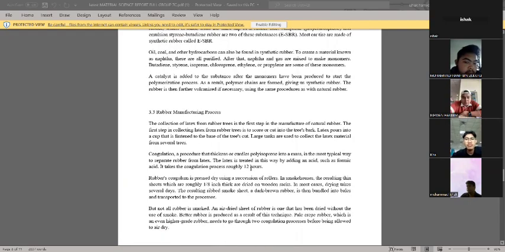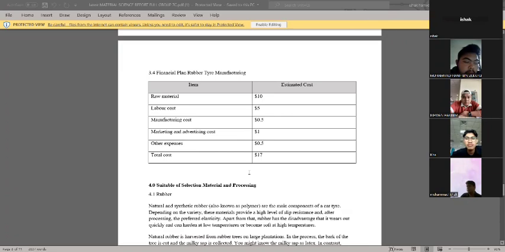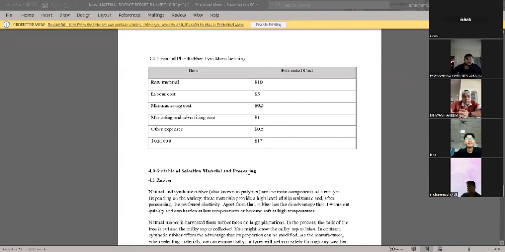Then we go to the next, 3.4, which is a financial plan for rubber tire manufacturing. For the raw material, the estimated cost is $10, labor cost is $5, material manufacturing cost 0.5, marketing and advertising cost $1, other expense is 0.5. So the total cost is actually 17. And then we go to the next person.